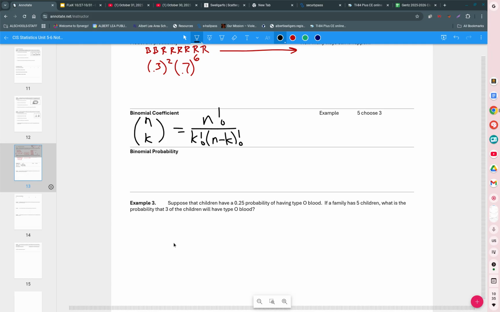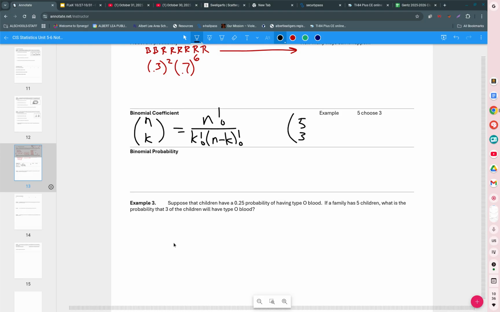Does anybody know what the factorial sign means? How do we calculate 5 factorial? 5 times 4 times 3 times 2 times 1. Exactly. So hopefully this is something you guys talked about once upon a time in math class. If you didn't, it's no big deal. We'll show you the example of 5 choose 3.